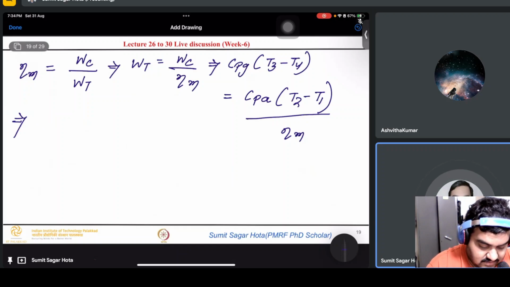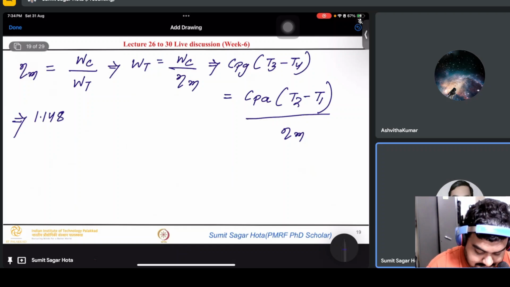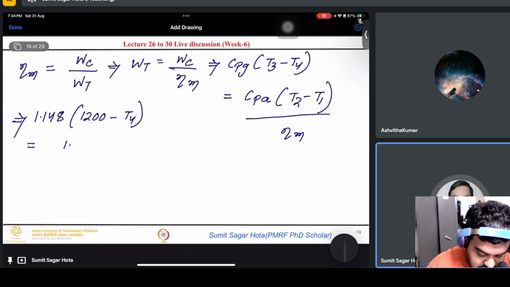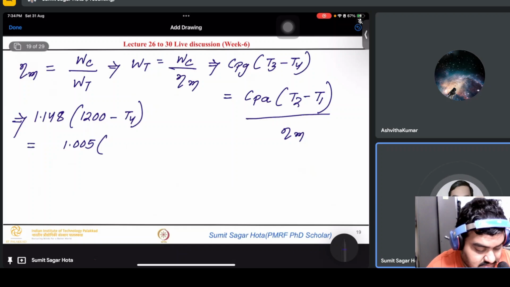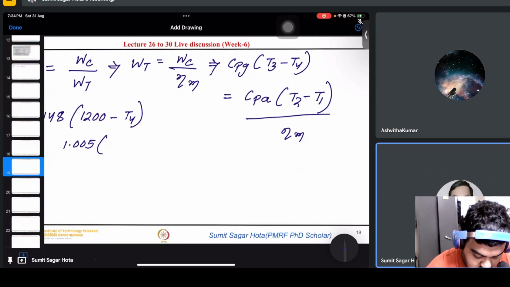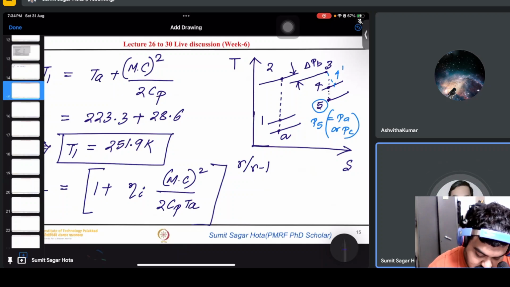So Cp of gas at 1200 Kelvin is what? 1.148, into T3 minus T4. T3 is 1200 Kelvin minus T4, which we need to find out, is equal to Cp of air, which is what? 1.005 for air, into T2 minus T1. Where is T2 minus T1? T1 is here.